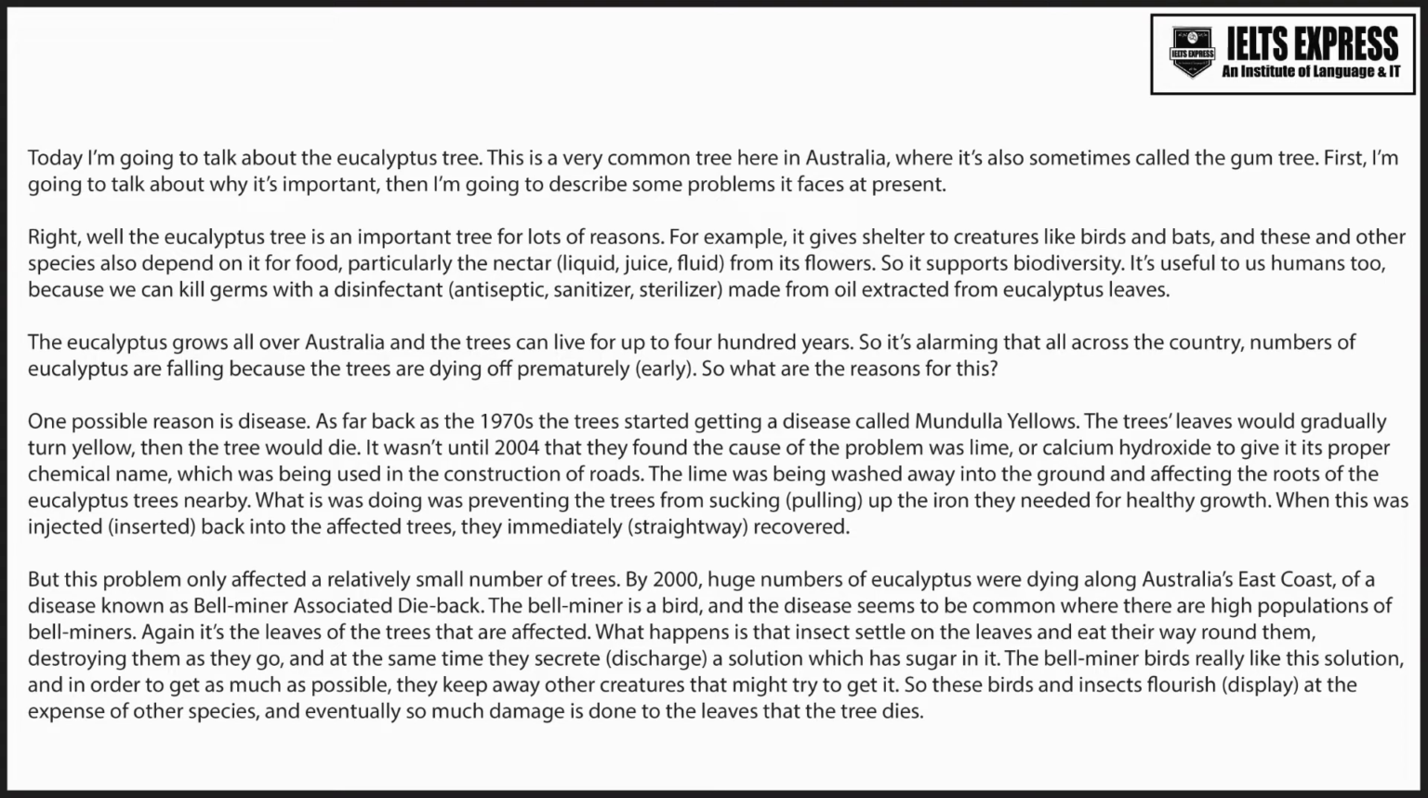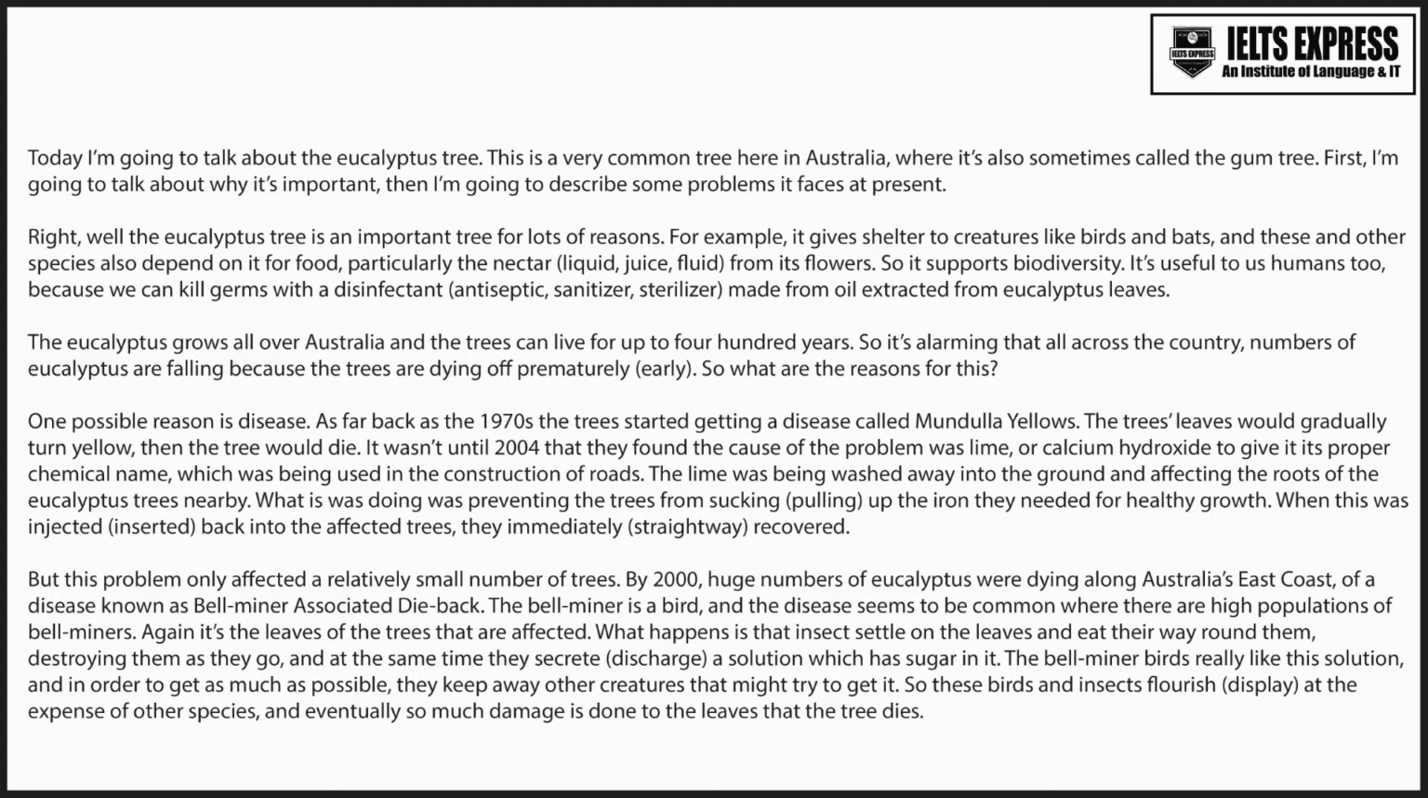By 2000, huge numbers of eucalyptus were dying along Australia's east coast of a disease known as bell miner-associated dieback. The bell miner is a bird, and the disease seems to be common where there are high populations of bell miners. Again, it's the leaves of the trees that are affected.